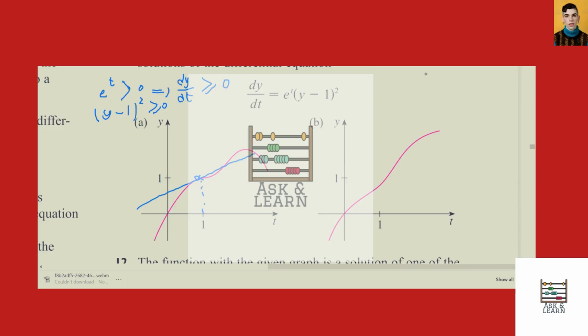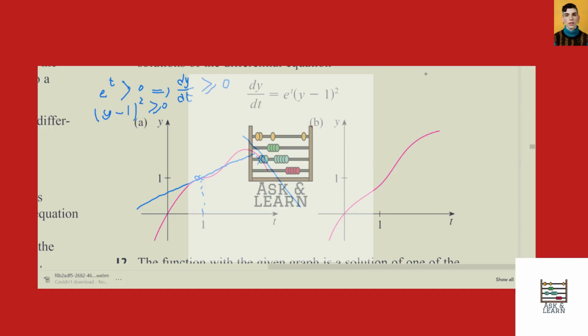But in graph A, it is not the case. If we look at, for example, this point, the tangent line is decreasing. It means that the slope of the tangent line is negative. In other words, the derivative of this function is negative at this point. So graph A cannot be a solution of this differential equation. What about graph B?